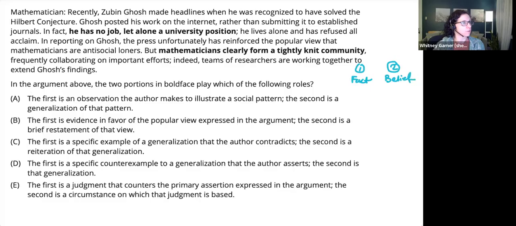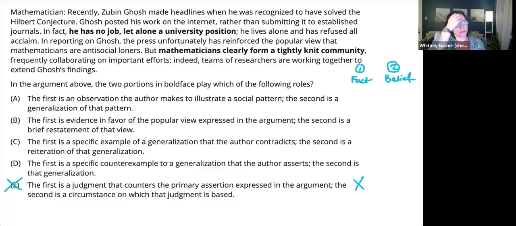Okay, let's take a look. First, an observation, evidence, specific example, counterexample, judgment. Oh, well, it's definitely not a judgment, right? It's a fact. And so a fact is not a judgment. And so we can get rid of answer choice E based on the first. And then the second one's a belief. Second is a generalization, a brief restatement of a view. It's a reiteration of a generalization. It is the generalization. Okay, sure. Those could all kind of work.